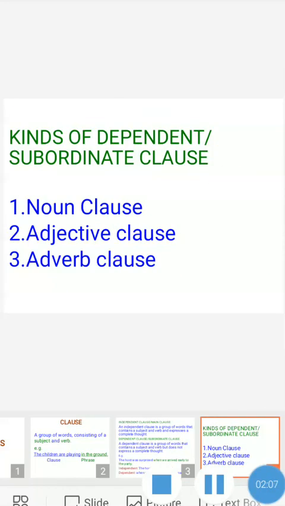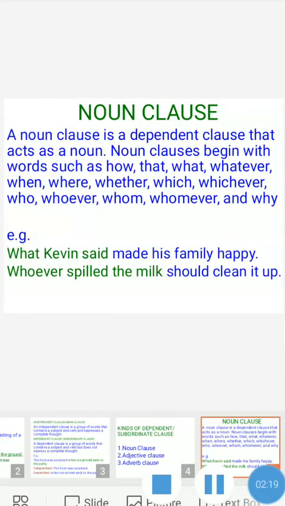And there are three kinds of dependent or subordinate clause. They are noun clause, adjective clause, and adverb clause. We will discuss them one by one. A noun clause is a dependent clause that acts as a noun. Noun clauses begin with words such as how, that, what, whatever, when, where, whether, which, whichever, who, whoever, whom, whomever, and why. For example, what Kevin said made his family happy. Whoever spilled the milk should clean it up.